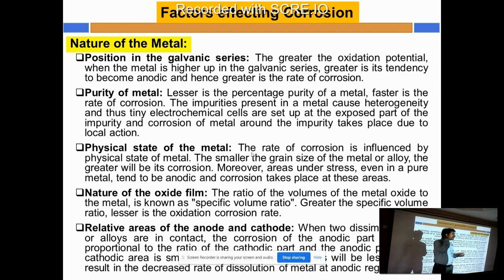What is SC and SA? Surface area of the cathode, surface area of the anode. So we always have to design in such a way that the surface area of the cathode and surface area of the anode are such that this SC by SA should always be minimum. So that is what the relative areas are, because the areas also play an important role in affecting the corrosion. Clear?